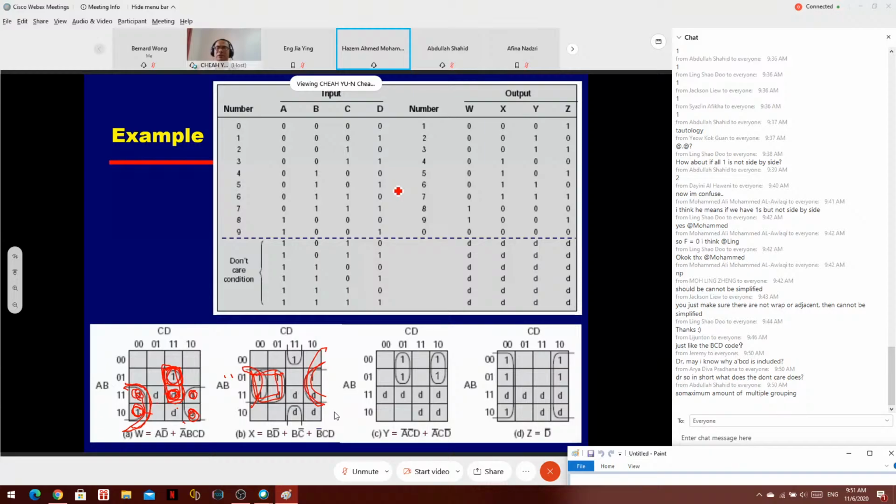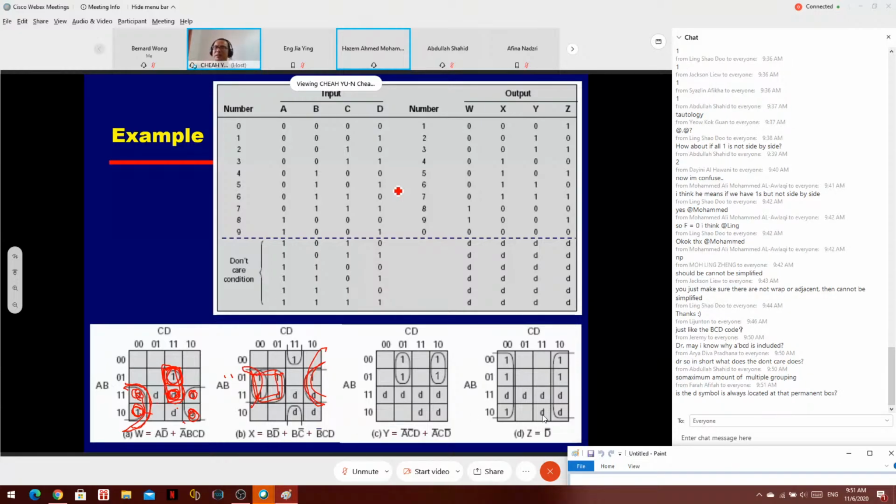Or for example, if the question is about binary coded decimal and you have already filled in all the available patterns, and then there are some bits left over, then automatically you can treat the rest of the functions as don't care. So that's another way of looking at it.